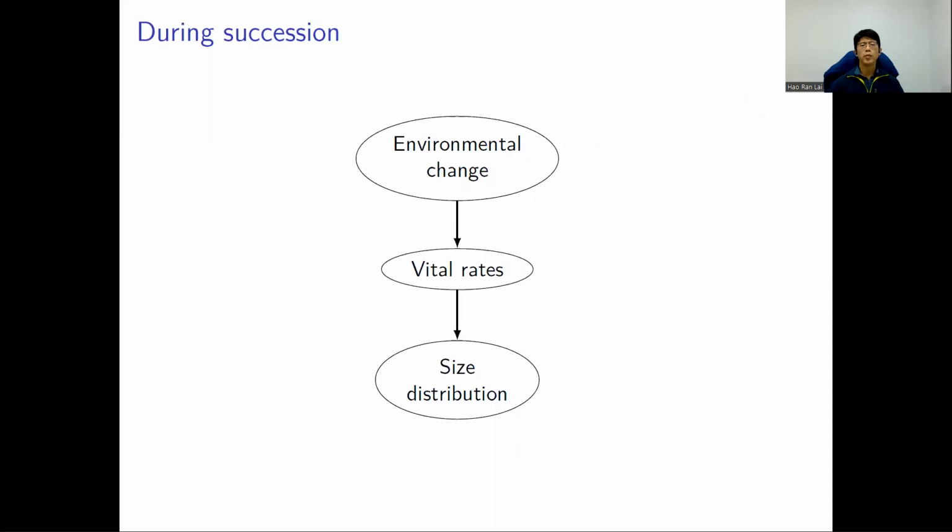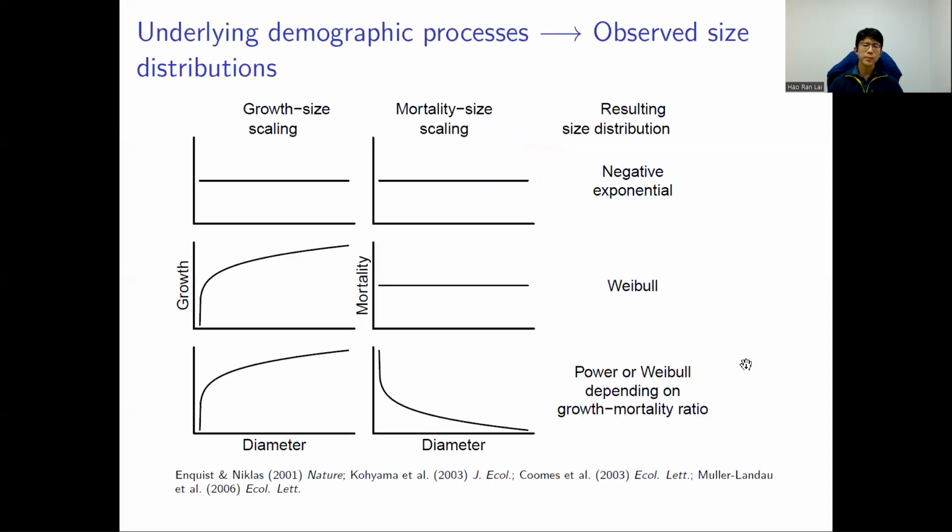The general idea is that environmental change during succession affects vital rates across species. And vital rates in turn affect the outcome size distribution. But we only observe size distribution and measure the underlying environment without vital rates. So we model the effects of environmental change on size distribution, but we'll build on some assumptions to implicitly account for the underlying relationship between vital rates and size distribution. And this is how it could happen.